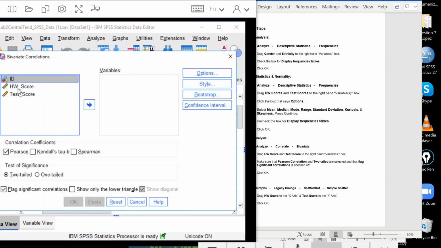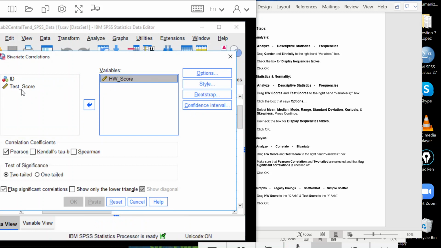All right, so now what we're going to do is drag this over here to the variable box, and drag this over here to the variable box. And then we need to have this checked off. Make sure Pearson correlation is checked off. Two-tailed test, flag significant correlations, and then press OK.